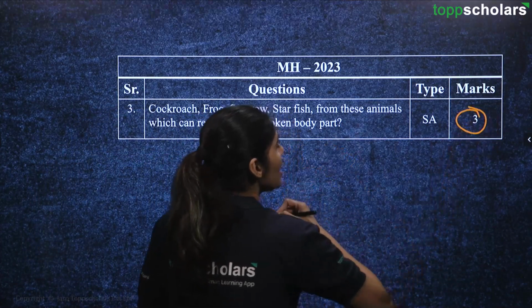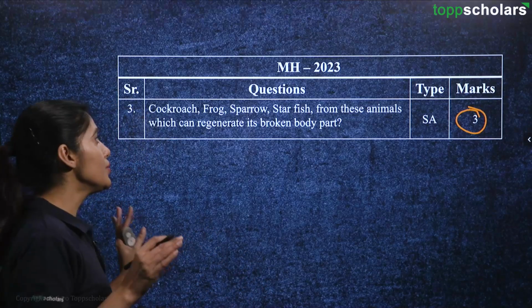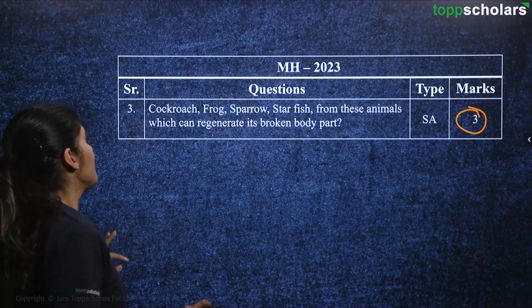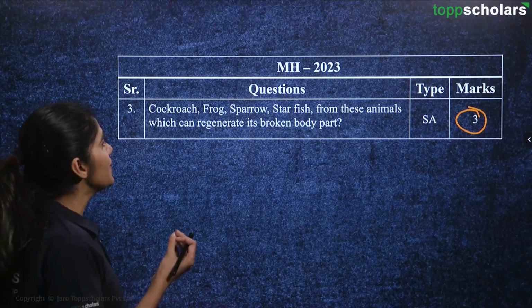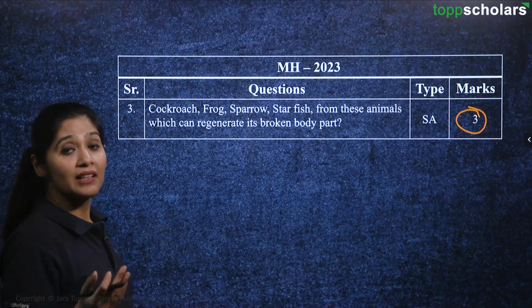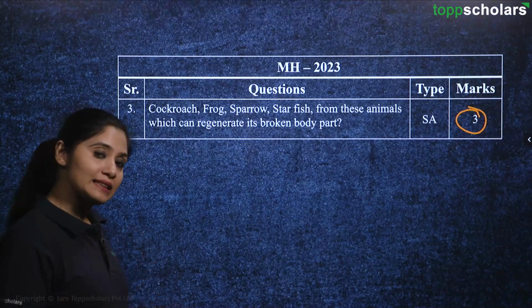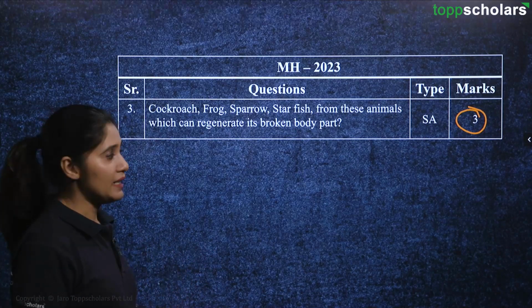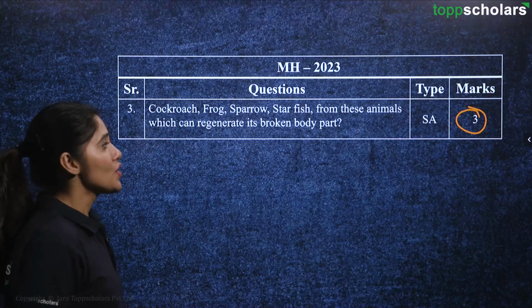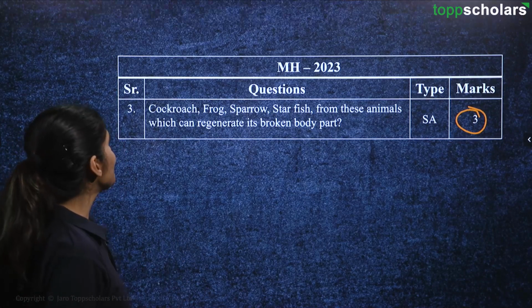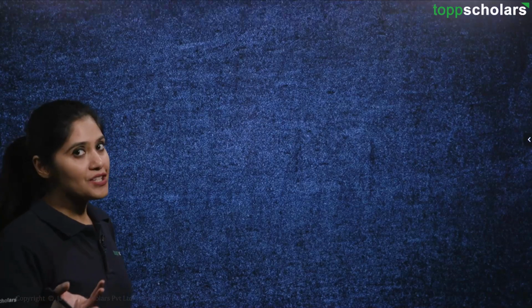This is a 3 mark question which is absolutely easy to answer. Okay, so out of these, which animal can regenerate its broken part? If at a certain time it has an accident and it loses its part, which of these animals can regenerate its body part and why? We will be answering this question in detail as well. Okay, so we know that it is starfish anyways.